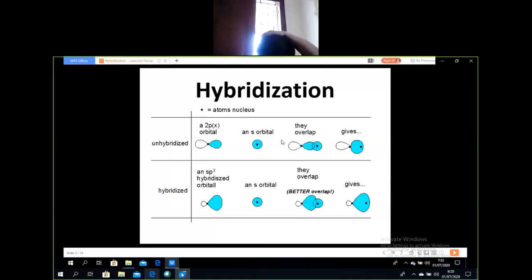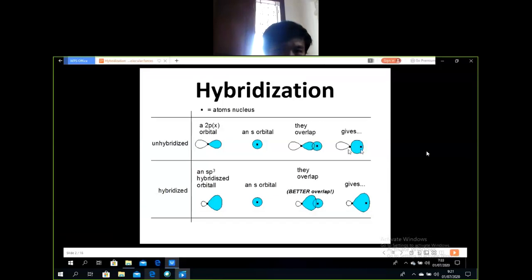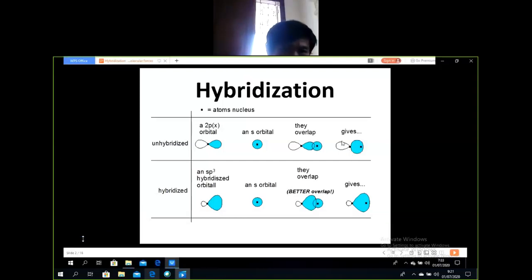Why px? We know that in the p orbital there are three: px, py, and pz. This is an s orbital, and when they bond, there is an overlap. Why overlap? Because they are sharing electrons, and that gives a shape like this, which is almost the same, not what we want, and not how they behave.